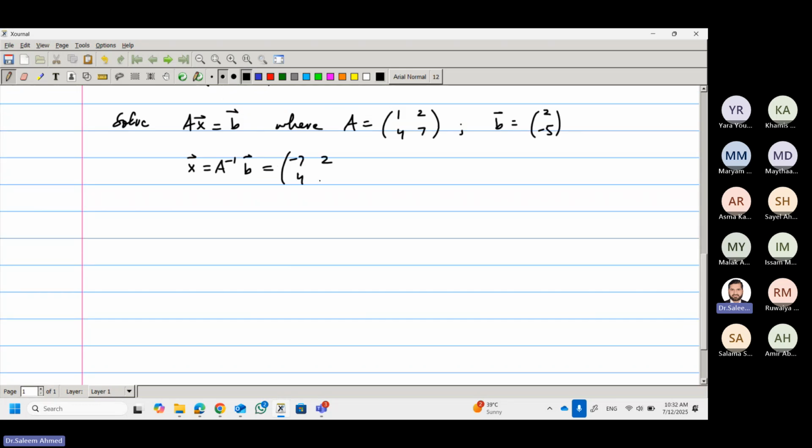-7, 2, 4, -1. And I will multiply this by B, 2, -5. So see, this is my A inverse, and this is my B. If you multiply these two, you will get the answer. So this is first row with first column: -7 into 2 plus 2 into -5. Then 4 into 2, second row into first column, plus -1 into -5.